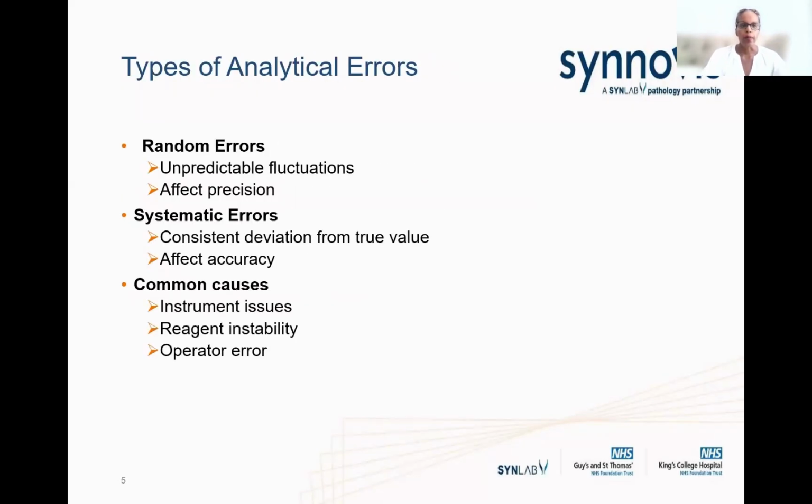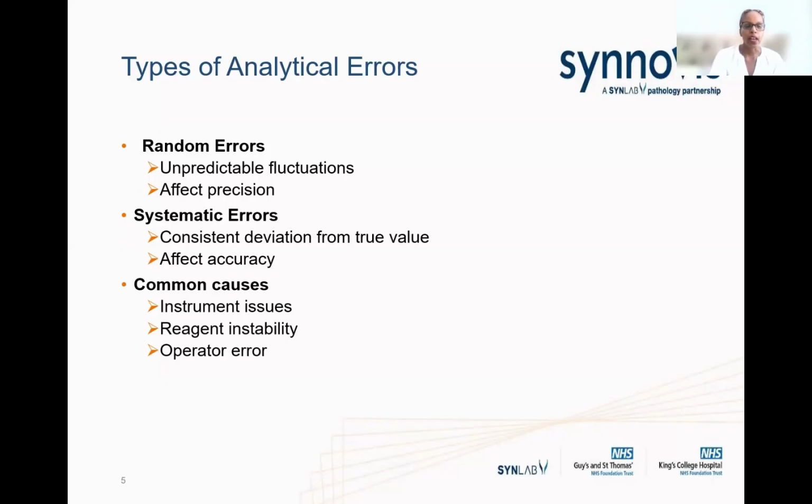So when we go through types of analytical errors, we've got random errors. Those are acceptable, these fluctuation errors. They are when your QC falls outside the acceptable limits, and that often happens around 5% of the time. It affects precision if it's fluctuating too much on one side or the other, so that needs to be checked in terms of analytical variation.